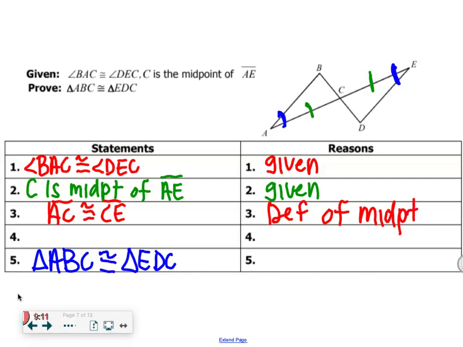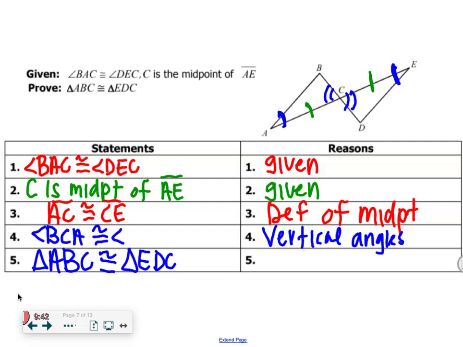Is there anything else we know by just looking? What's in the middle? Vertical, mark them. How many letters do you need for vertical angles? Three. Angle BCA is congruent to angle DCE. As long as C is in the middle, it doesn't matter what the other two letters are. What's our shortcut? Angle, side, angle.